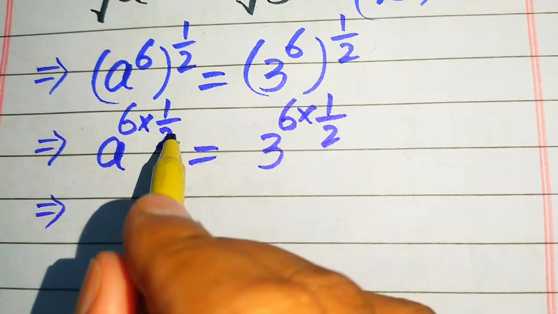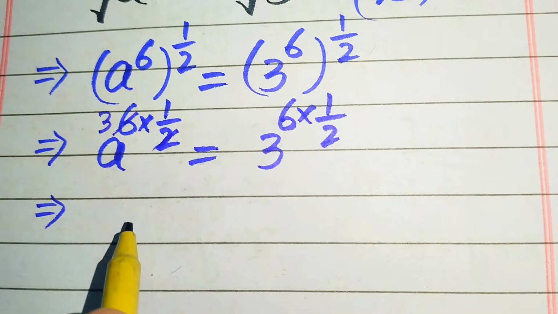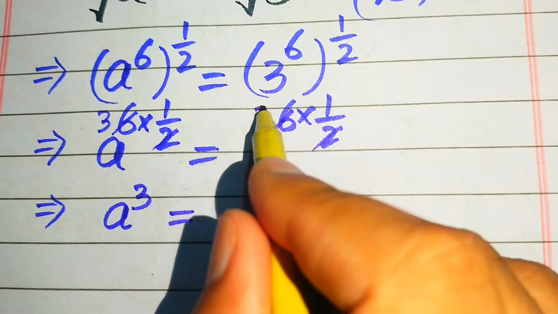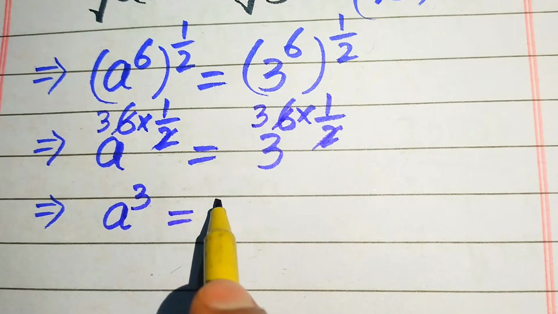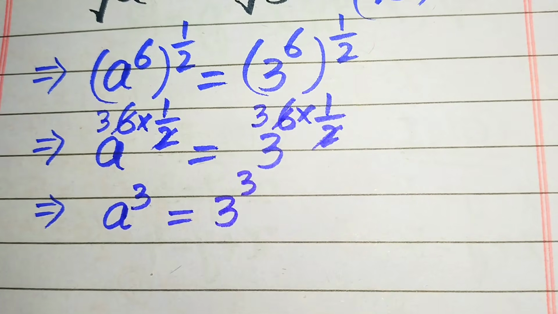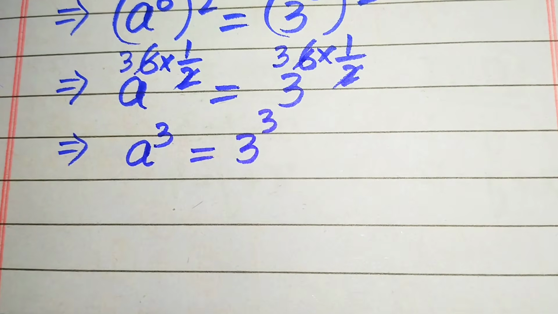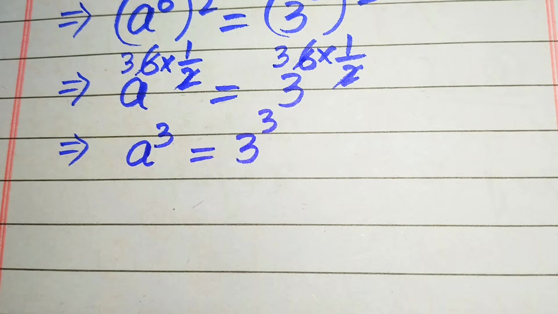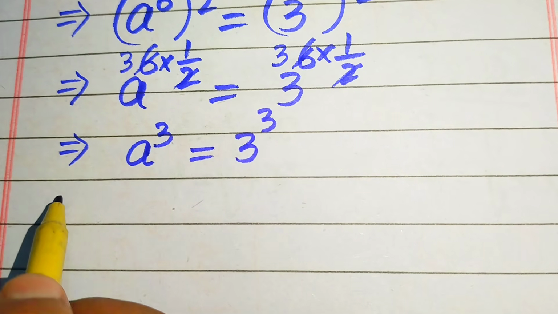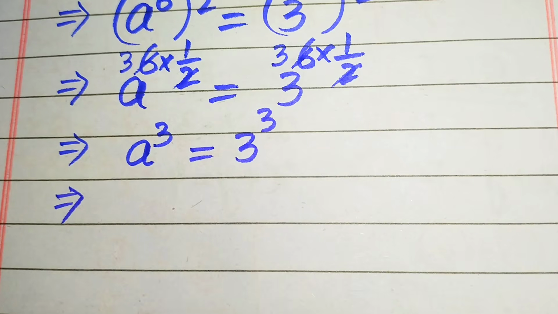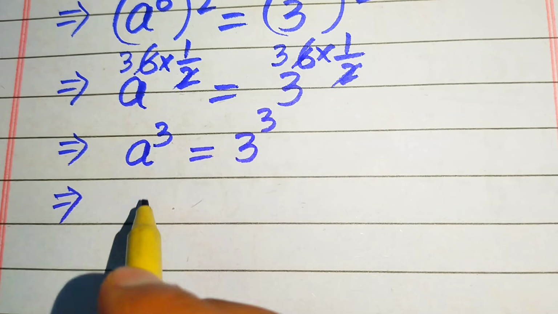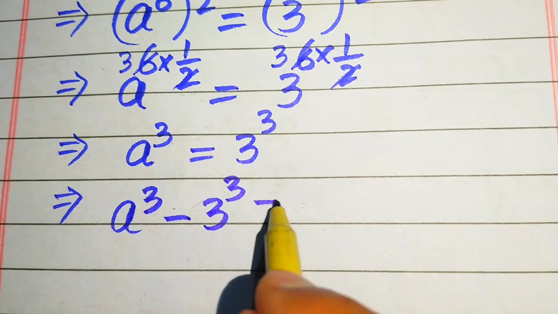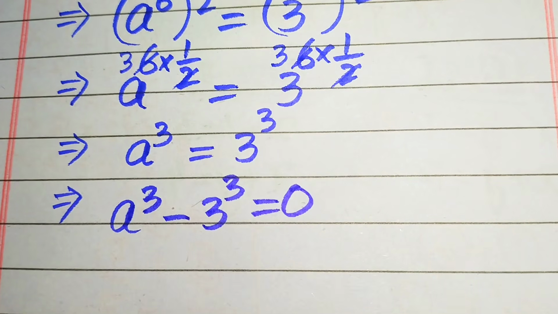And further we have 2 times 3 becomes 6, and we get a cubed equals to, this is also 2 times 3 becomes 6, and we get here 3 cubed. And after a little bit of simplification, we convert our given sixth order equation into the cubic form. And now for this, we move the term 3 cubed into the left hand side, and it becomes a cubed minus 3 cubed equals 0.